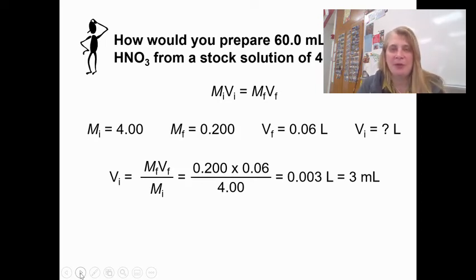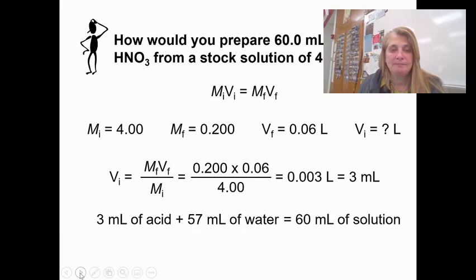So how would I prepare this? I would take 3 milliliters of 4.00 molar nitric acid, and then I would add enough water to have a final volume of 60 milliliters. So I'm not adding 60 milliliters to it. I'm actually adding 57 milliliters to a final volume of 60 milliliters. And that's how I prepare a solution with a molarity that I want.